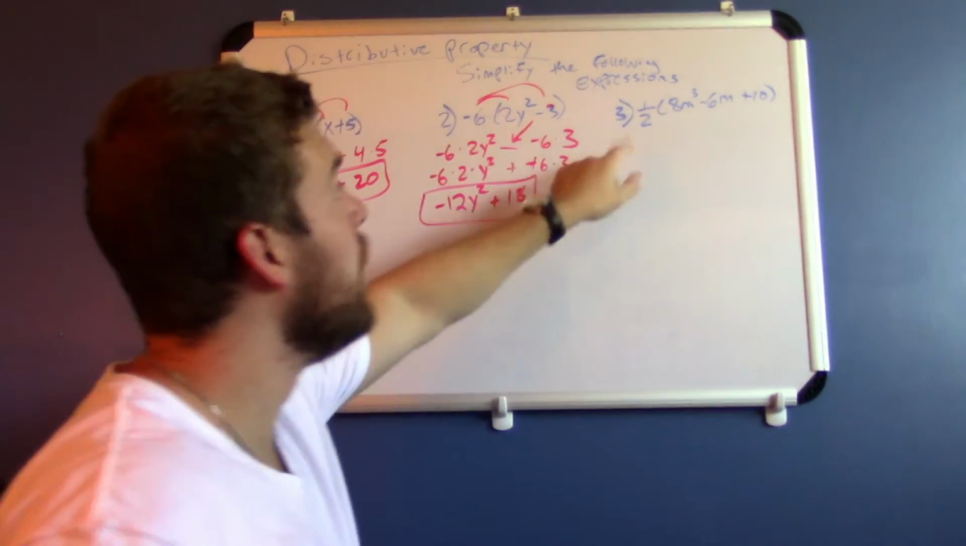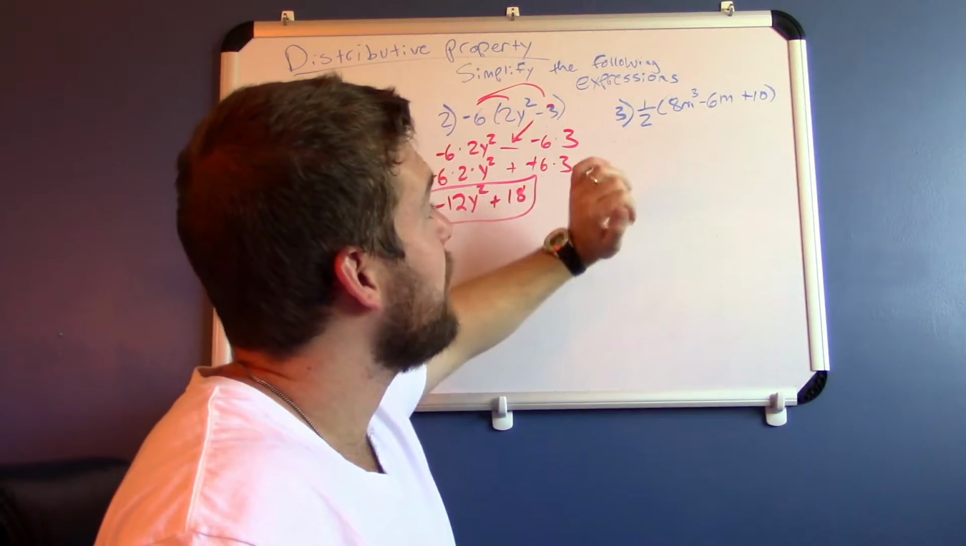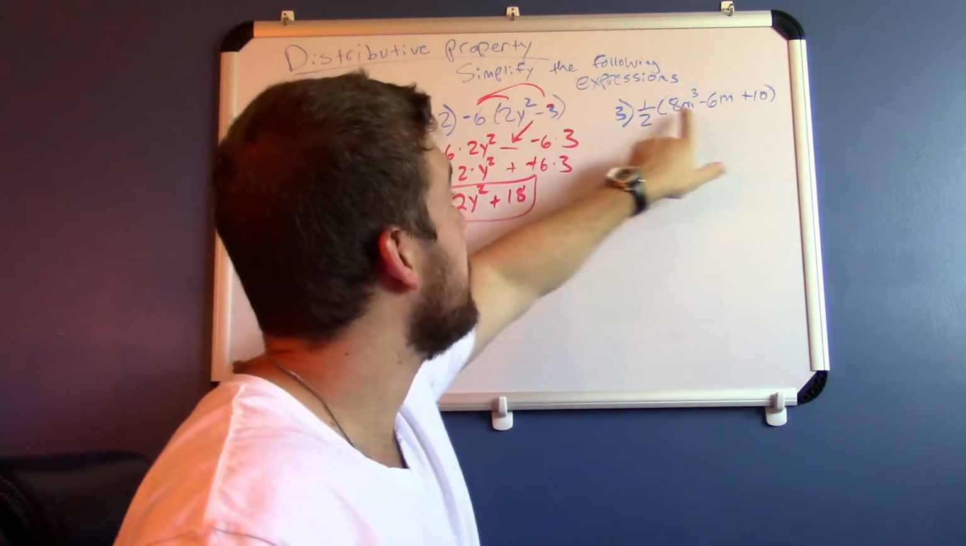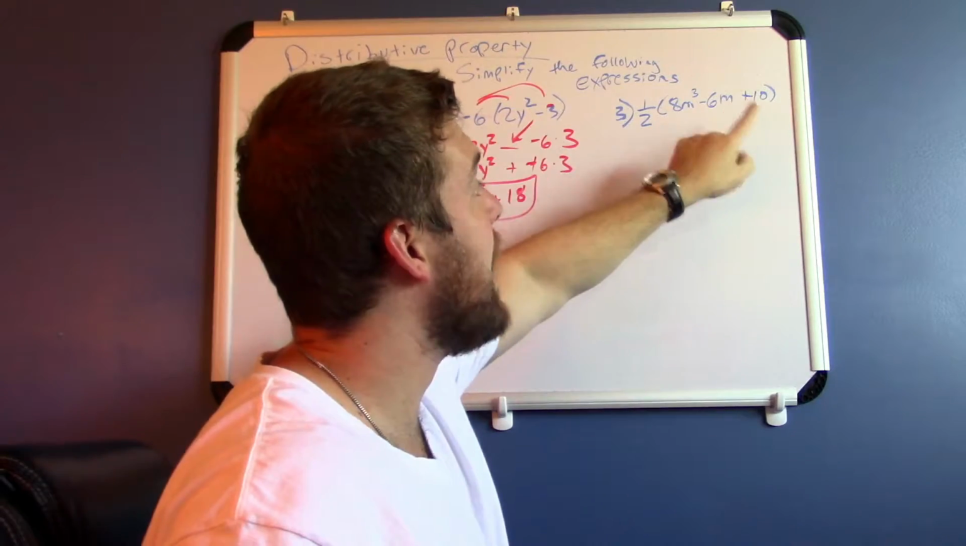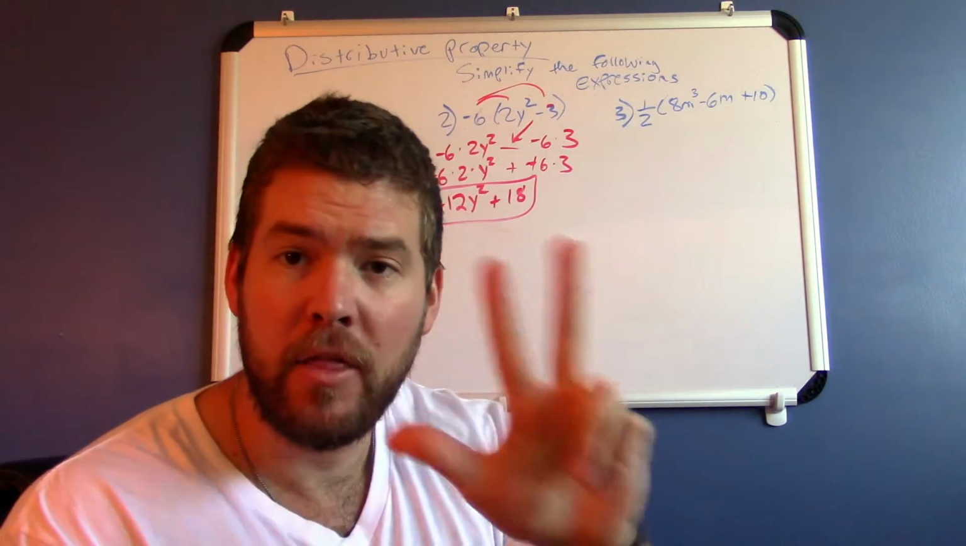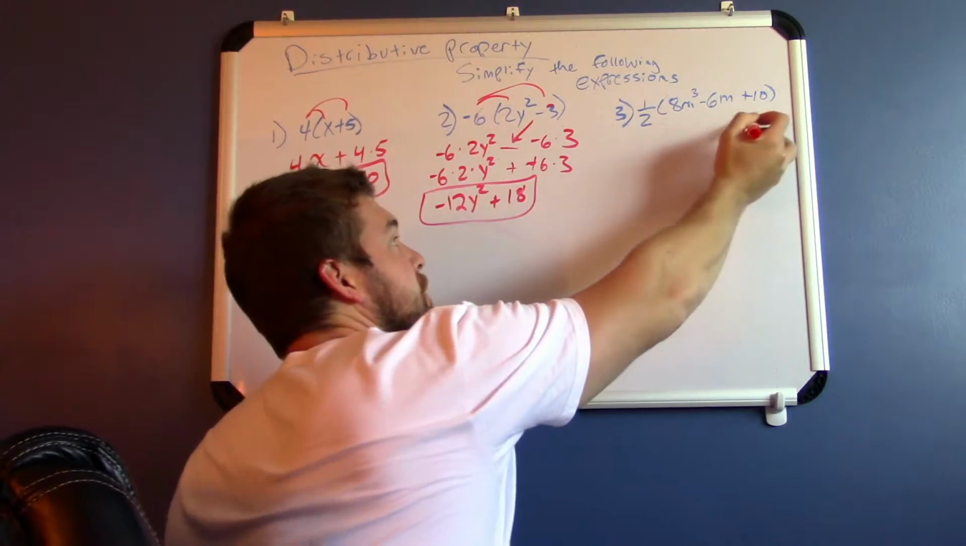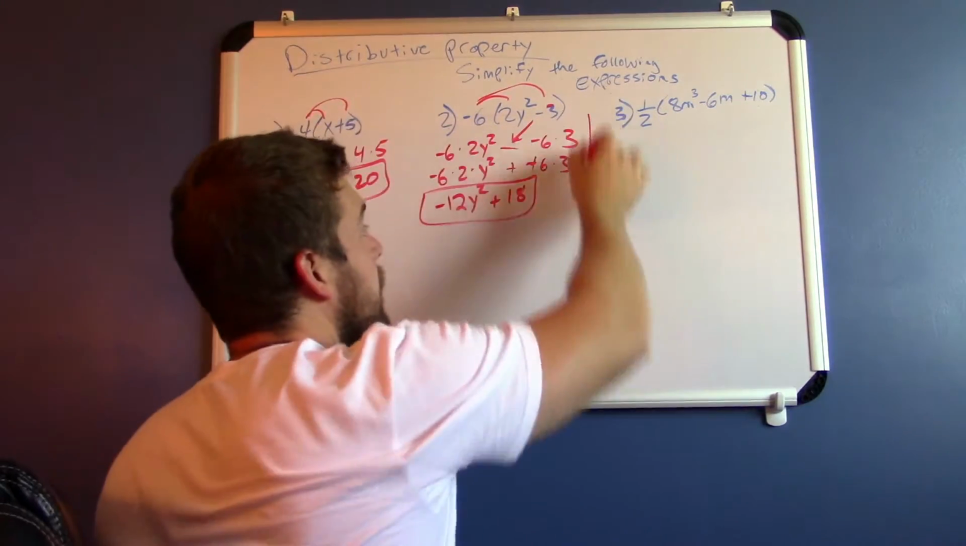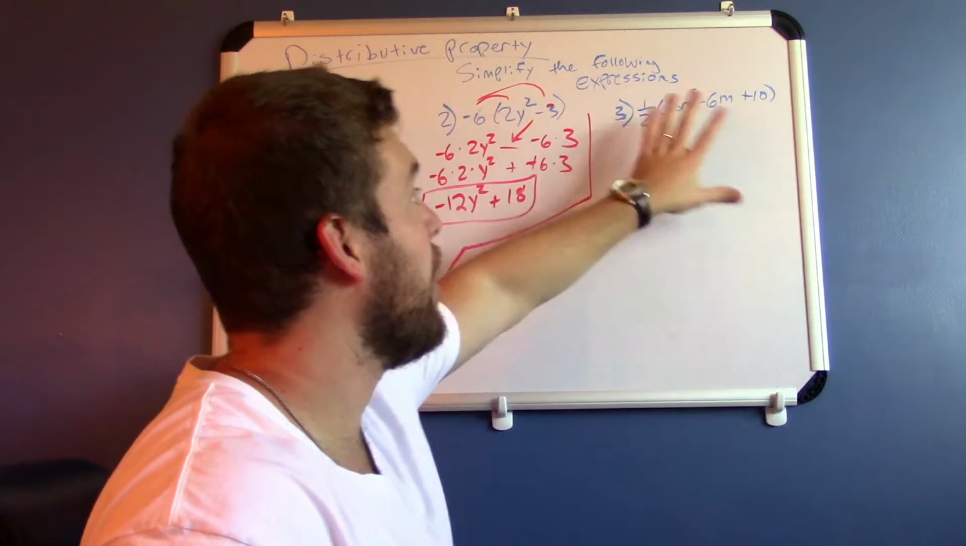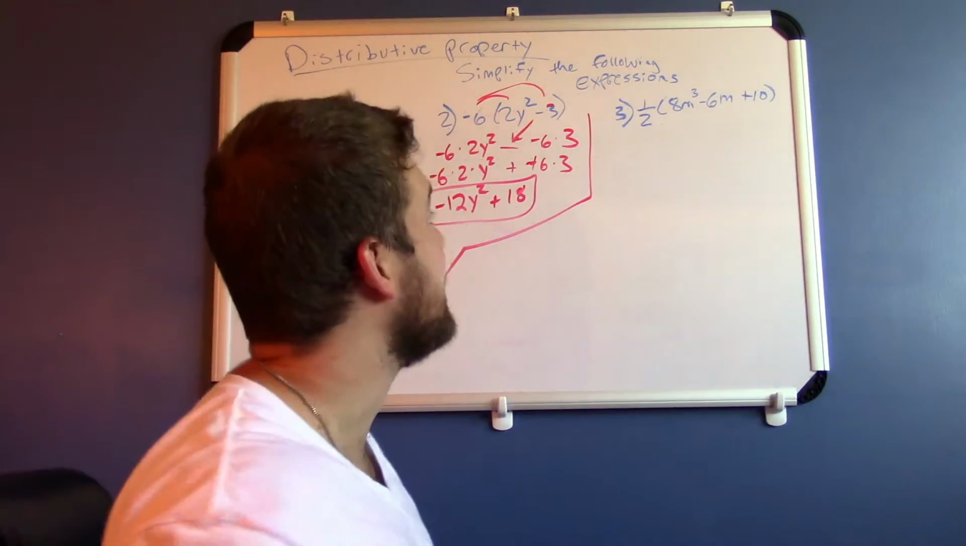Okay? Right now, we have 1/2 times. Now, I see there's 3 parts here. The 8m to the third minus 6m plus 10. There are 3 parts there, 3 parts. And so this 1/2 needs to distribute to all 3 parts. Now, I'm going to make a little box here to make sure all my work is separate on this side so you can see it.